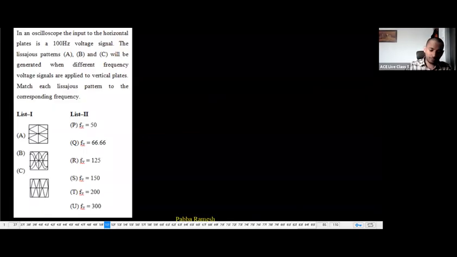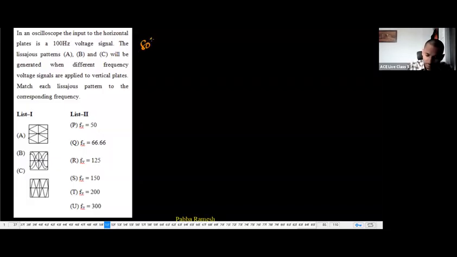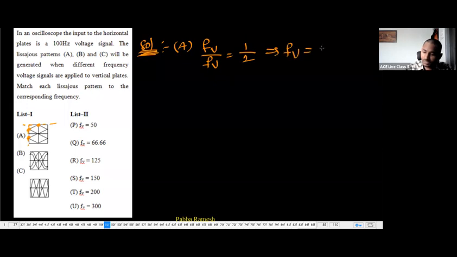Right. Match the following. Very simple. First one. It is similar to like this, or you can draw here also directly. How many? 1 and 2. Here F x is given, horizontal plate is given. So FV by Fx I'm taking. Horizontal 1, vertical 2. So therefore FV is equal to 2 times of F.